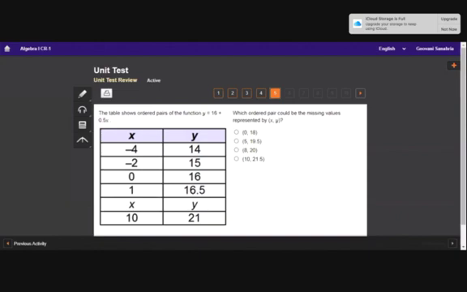What that is saying is, in the x column, if you replaced that bottom x with a 0, you would have to replace the y with a regular 16. In fact, it's already there, two rows above, 0 and 16. So that's not right.